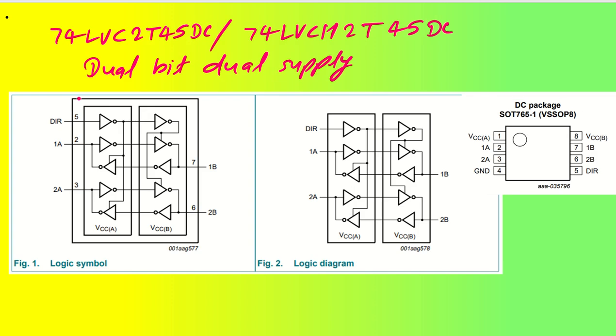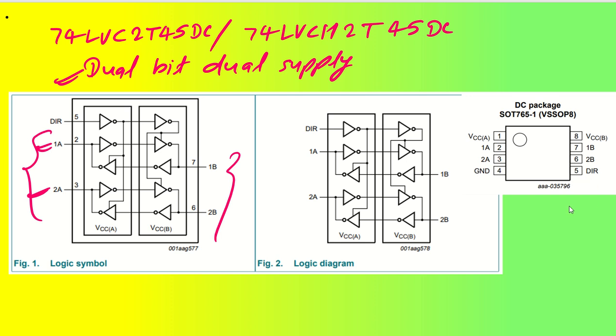Coming back to dual bit or 2 channels. You can see 1A, 2A, so 2 channels are there, and we have 2 outputs also, 1B and 2B, and similarly we have one direction pin, and supply voltages VCCA and VCCB. So this is how 2 channel will look. You just have to change the part number to 2: 74LVC2T45DC. This is the pin configuration that you can see. We have 2 channels, 1A going to 1B and 2A going to 2B, or it can be in the opposite direction based on the direction pin voltage level setting.